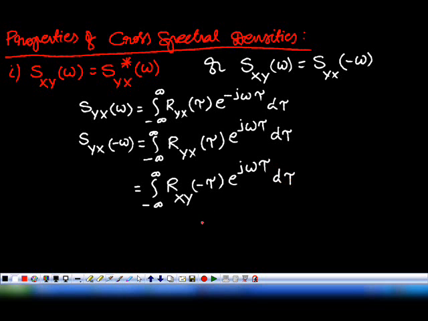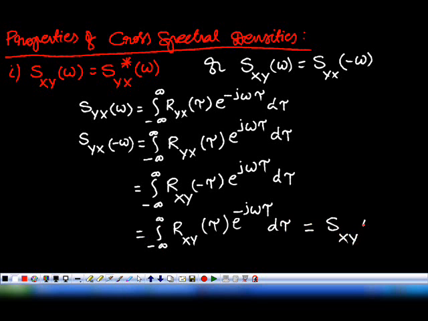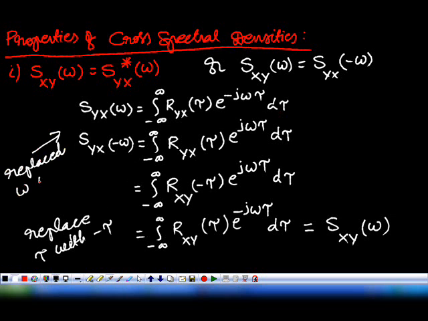Is it right? Here you replace tau with minus tau. Is there any change? Then you can write it as Rxy of tau e power minus j omega tau d tau. Actually, here we will get limits from plus infinity to minus infinity, which can be written like this. Understood this? Here I replace this minus with plus. Again here, simply we are replacing tau with minus tau. Here we have replaced omega with minus omega.